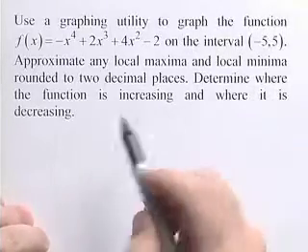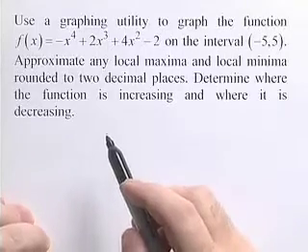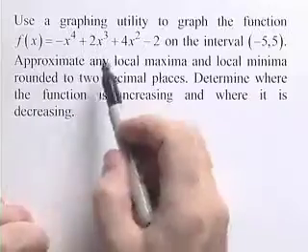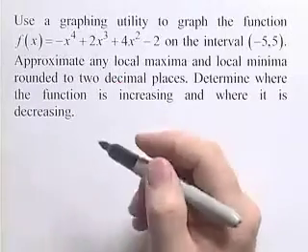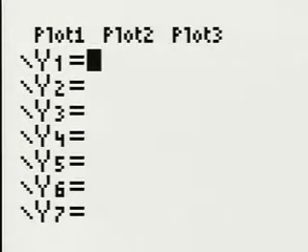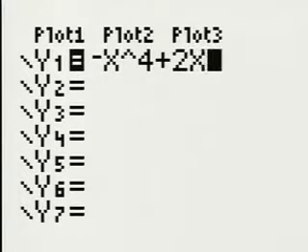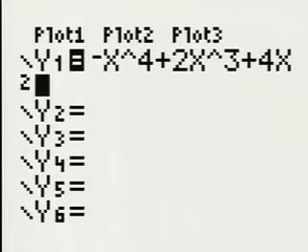We're going to approximate local maxima and local minima and then determine where the function is increasing and where it's decreasing. To do this, we're going to enter our function in for y1 in our graphing calculator. So we'll go to our y equal to screen, clear out anything that might be in there. In y1, we're going to enter negative, make sure we use the negative key there, negative x to the fourth power plus 2x to the third power plus 4x squared minus 2.